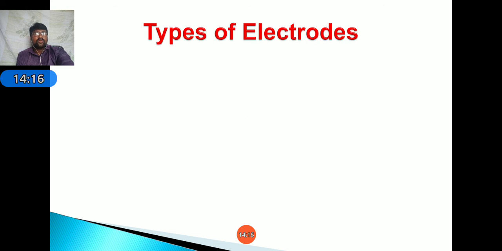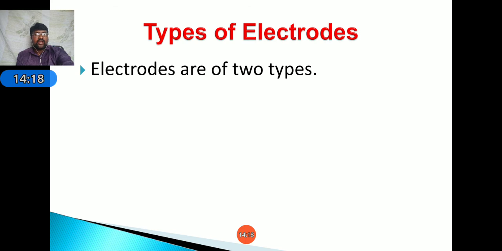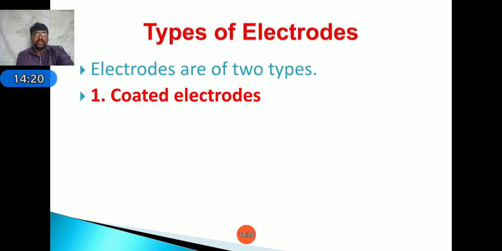Next, coming to types of electrodes. Electrodes are of two types: coated electrodes and bare electrodes. In some cases we use coated electrodes, in some cases bare electrodes. With bare electrodes, we have to supply the shielding gases separately. In coated electrodes, the flux coating acts as a shielding gas.